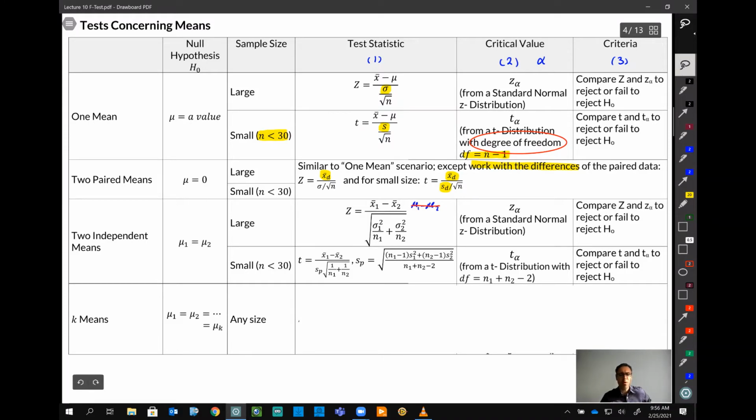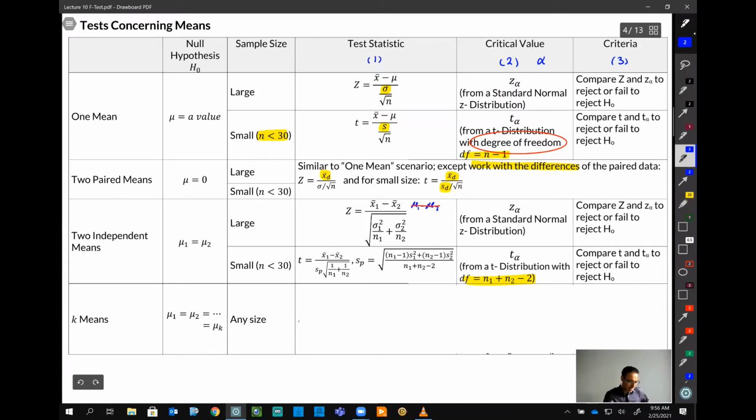And n1 and n2 can be different. Okay, so you have two sets of data, and the number of samples can be different. Usually they are the same, but it happens that they are different, then you use that. Do not forget your degree of freedom now is n1 plus n2 minus 2. Okay.